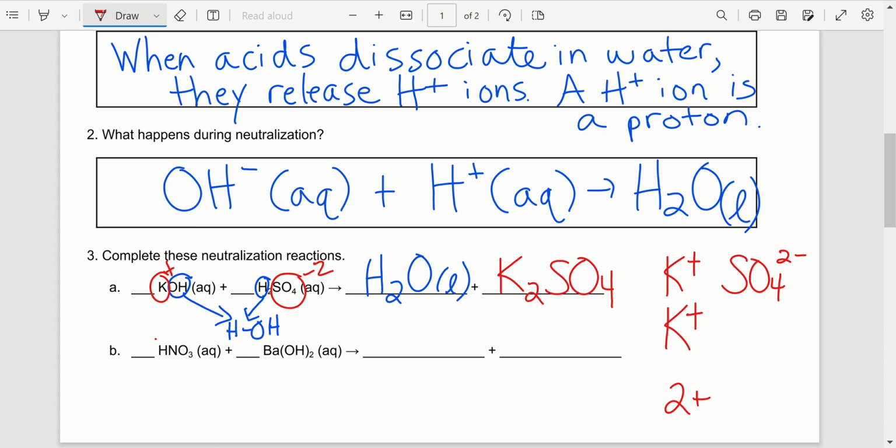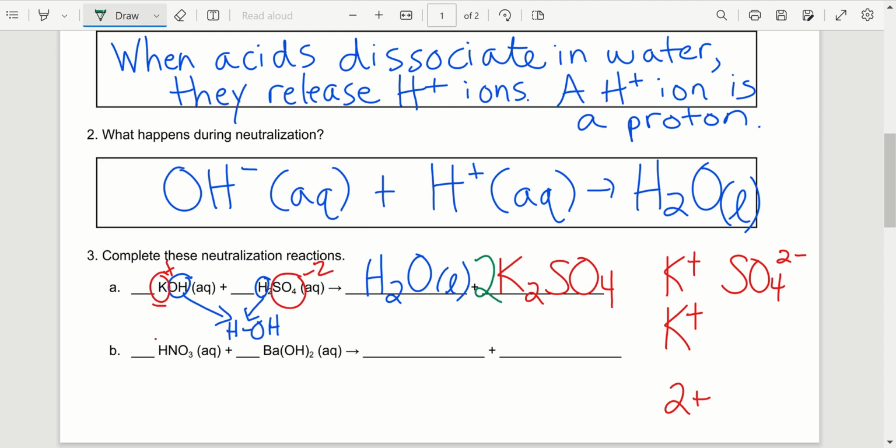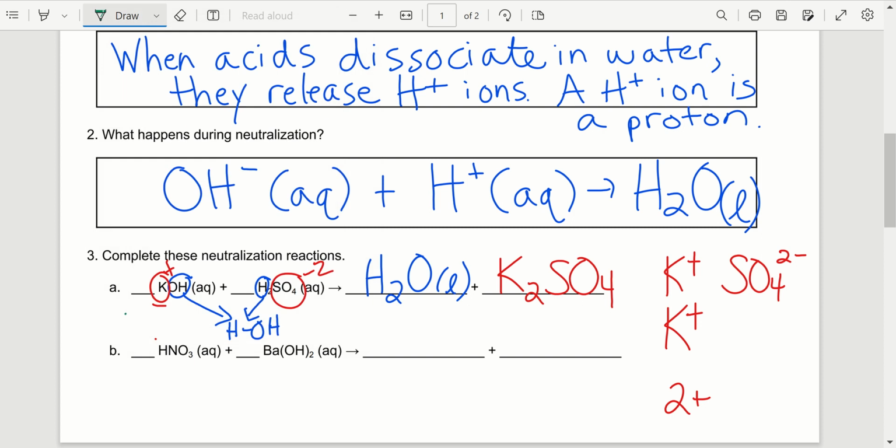Now I check and make sure things are balanced, right? So how many K's do I have on this side? 1. How many K's do I have on this side? Oh, that's a problem. So let me just switch colors so we're not being confused. I'm going to put a 2 here. Oops, not there. On the other side. Okay, so let's go back here. All right, so I want to put a 2 on this side because I have 2 K's over here, right? When I put a 2 there, now I have to pay attention, okay? So that gives me 2 K's, which fixes it.